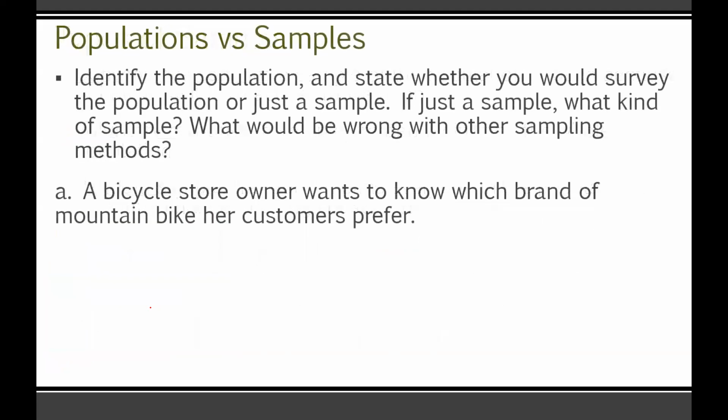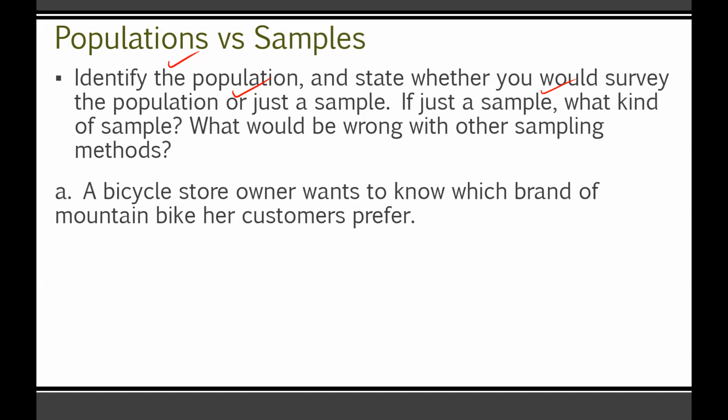Anyway, let's move on. So populations versus samples. I want us in the next couple questions here to identify the population and state whether you would survey the population or just a sample. And if you choose just a sample, what kind of sample from those 5 that we did before? So again, we're identifying a population, we're stating whether it's a population or just a sample, and if it's a sample, we have a third thing to do. What kind of sample would we do? You could also say what would be wrong with the other sampling methods. We'll make that a conversation rather than making it an actual write it down thing.